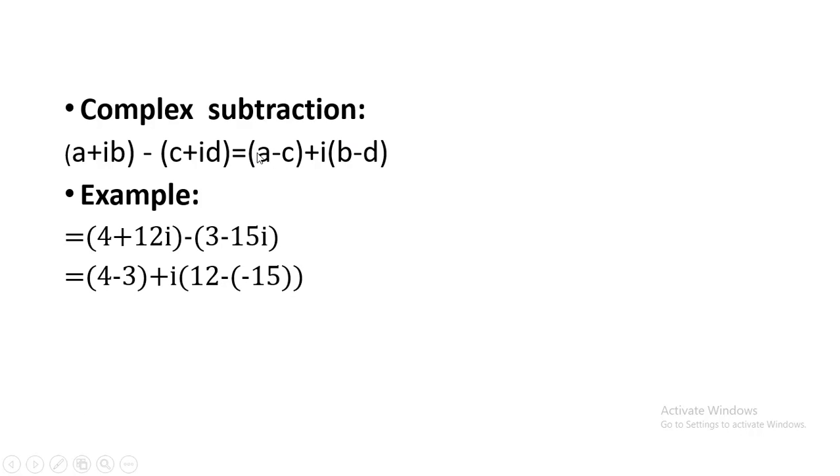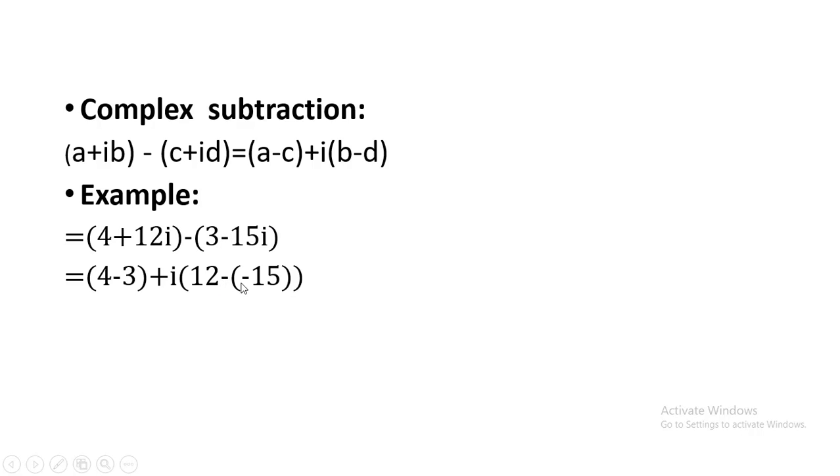general formula. It says a minus c, that means 4 minus 3, plus iota as it is, 12 minus d. It says b minus d, right? So b is 12, minus d. Why have I written minus 15? Because in the general formula it was written with an addition sign, but out here it has a negative sign associated with it. So the d value is minus 15, not plus 15.